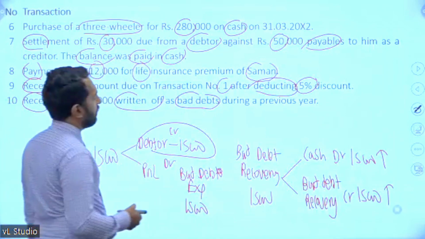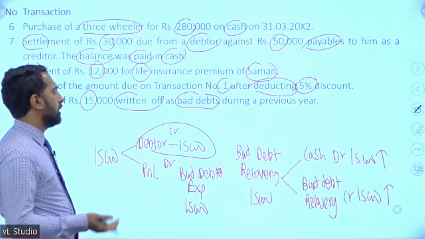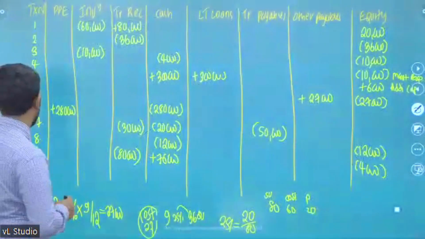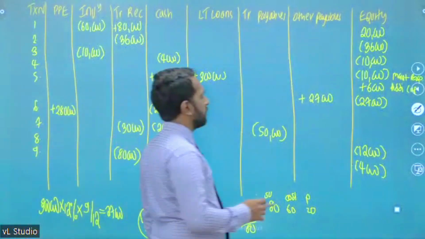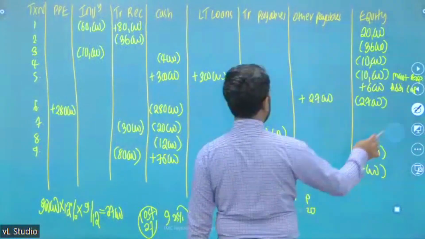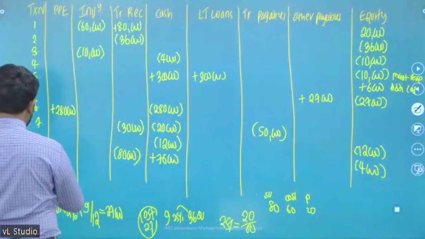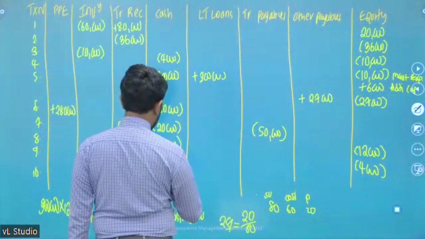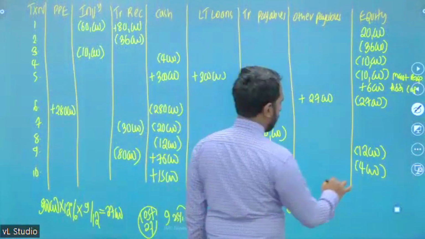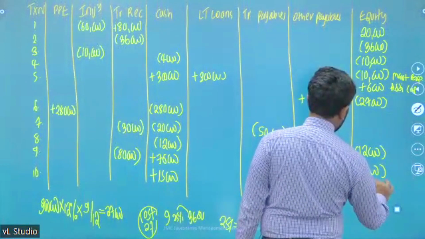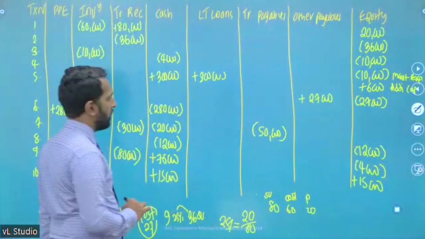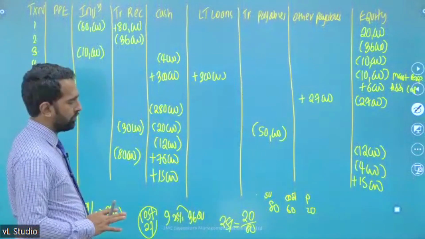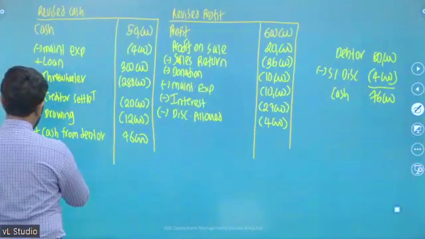Okay. So on one side the cash will increase, and the bad debt recovery is a reduction of your expense. Your profit will increase. So the last transaction is a bad debt recovery. Cash will increase by 15,000. Profit will increase by 15,000. So we'll put that to the cash, bad debt recovery.